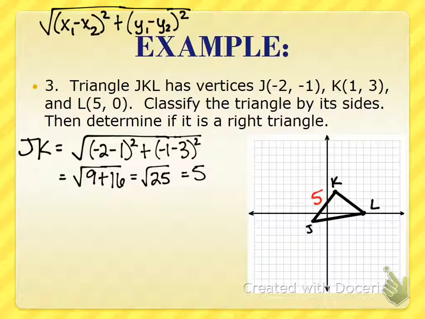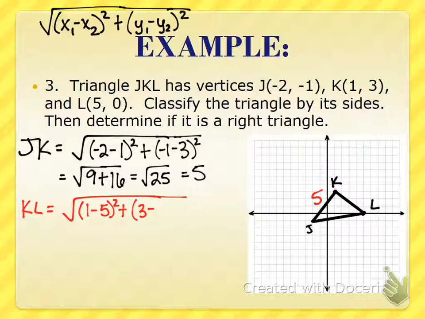Which one would you like to do next? KL? Okay. Give me an x to start with. 1 minus 5, squared, plus, what y do I need to start with? 3 minus 0 squared, 1 minus 5 is -4 squared, 3 minus 0 squared. Add them together. Square root of 25 is 5. Okay.